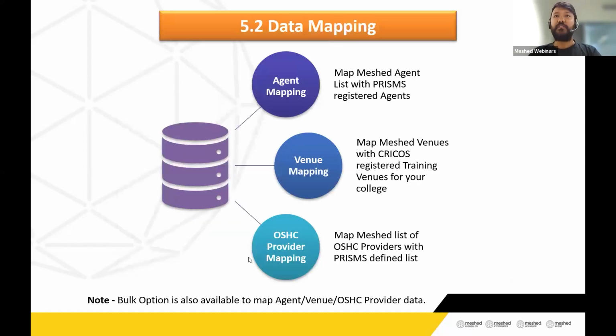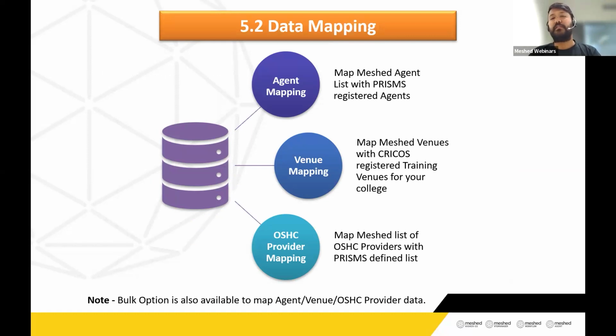So data mapping includes three data mappings, as I mentioned before as well. First is agent data mapping, where you will map the existing agent in MEST platform with the existing agents in the PRISMS system as well. So the system will provide you the bulk mapping option as well for all these options.